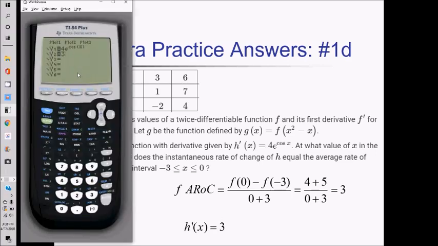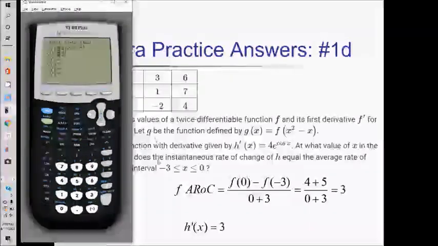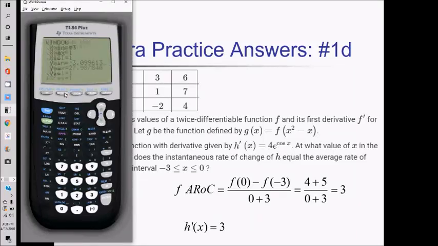So here I am in the y equals. I've put the h prime as my y1. The average rate of change is 3. That's my y2. And let me use a window from -3 to, let's make this 0. And let's do zoom 0, zoom fit. And hopefully we get a good picture of that intersection. All right, so here's our h prime. Very exponential looking. And then there's the horizontal line through 3.